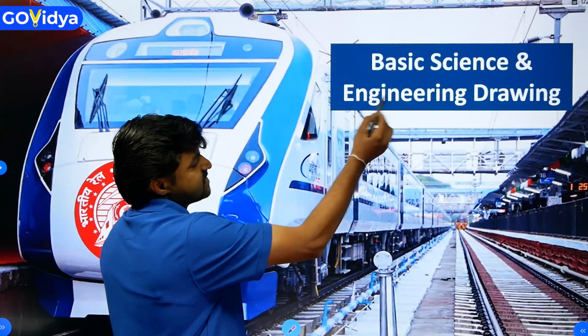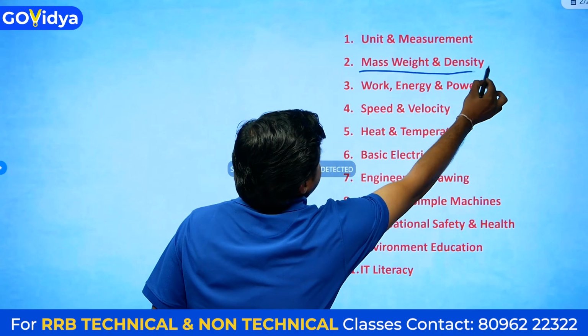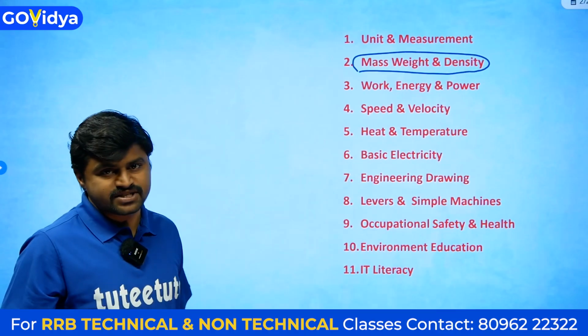ఈరోజు మనం బేసిక్ సైన్స్ అండ్ ఇంజనీరింగ్ డ్రాయింగ్ నుండి సెకండ్ యూనిట్ మాస్ వెయిట్ అండ్ డెన్సిటీ నుండి టాప్ 25 క్వశ్చన్స్ డిస్కస్ చేద్దాం.